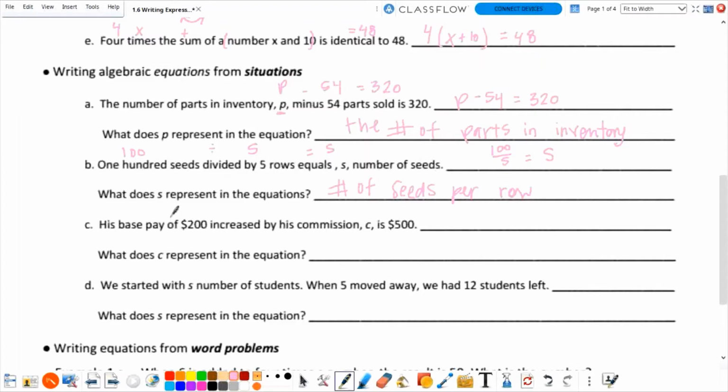His base pay of $200 increased, so add, by his commission, which is C, and that all together equals 500. So we know that 200 plus C should give us $500. So what does C represent in the equation? His commission, right? So the amount of his commission.